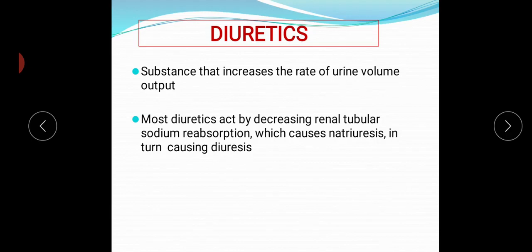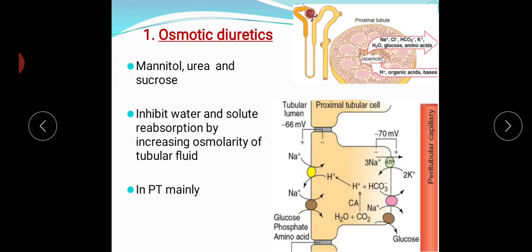I will discuss the various groups of diuretics one by one and their details. The first group is the osmotic diuretics. As the name suggests, the substances acting as diuretics here work as osmotically active particles within the renal tubule. And as you know, osmotically active particles prevent water reabsorption.